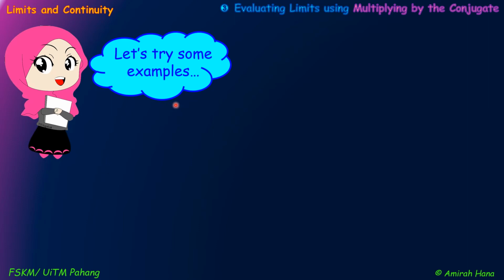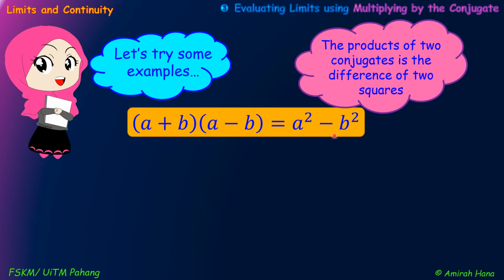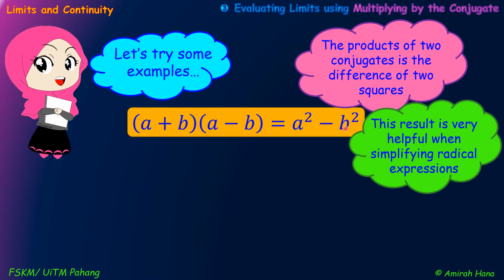Alright, now let's try some examples. From this formula, the product of two conjugates is the difference of two squares, right? This result is very helpful when simplifying radical expressions.